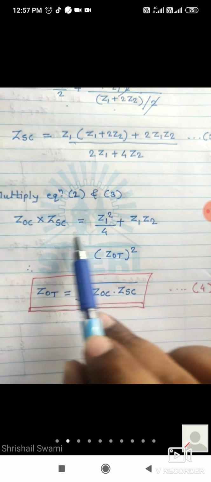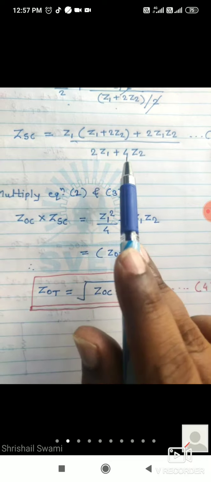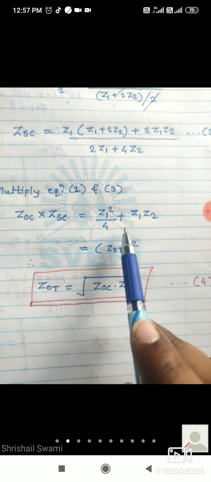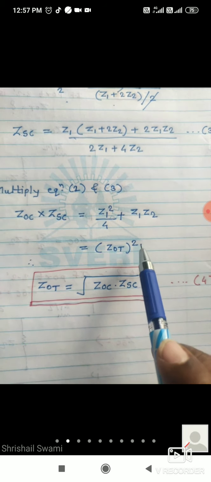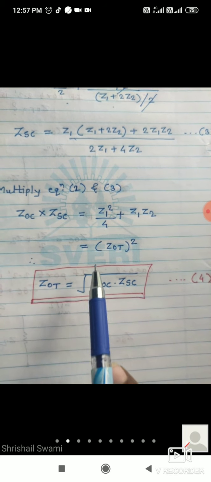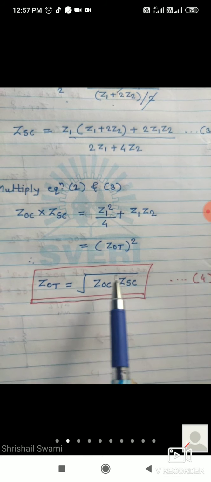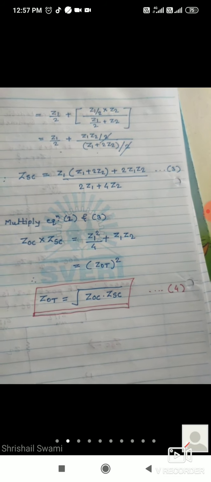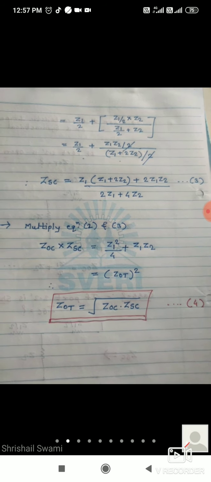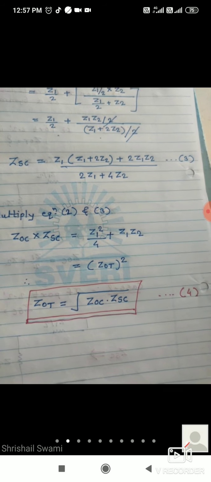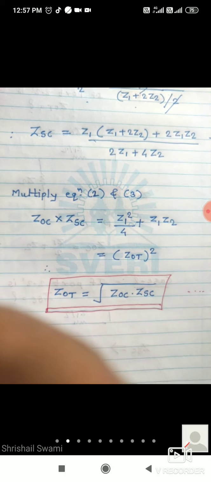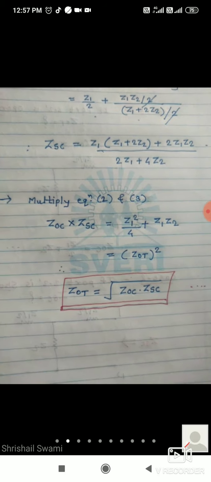So you can take the multiplication as a homework. You can do it. ZOC into ZSC you can multiply. You will get this one. So this is nothing but ZOT square. So take the square root. You will get ZOT is equal to under root ZOC into ZSC. So this is about the T network equation in terms of the characteristic impedance. Now in terms of propagation constant. आता propagation constant चं तुम्हाला मी काय करतोय? Directly I will give the formulas.